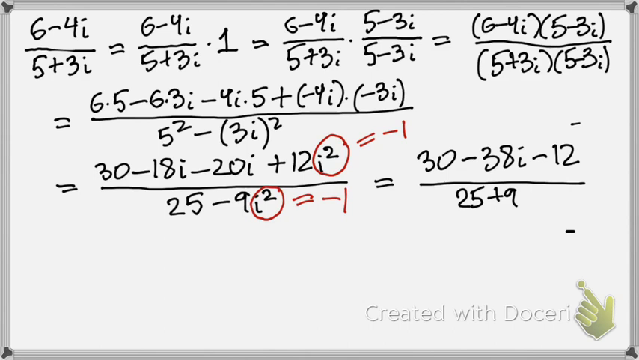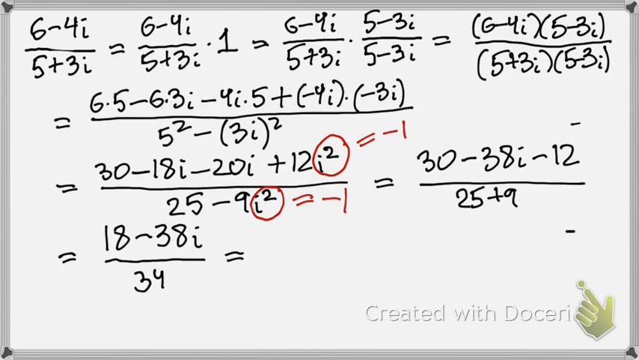See what happened? We no longer have i in the denominator. The denominator is a real number. That was the whole idea why we multiplied the fraction by 5 minus 3i over 5 minus 3i. We got rid of the imaginary part at the bottom. Let's simplify further. At the top we have 30 minus 12, this is 18 minus 38i, and this is divided by 34.